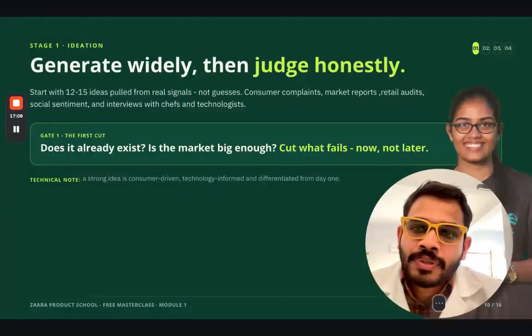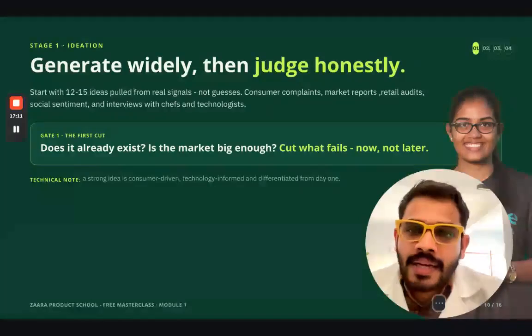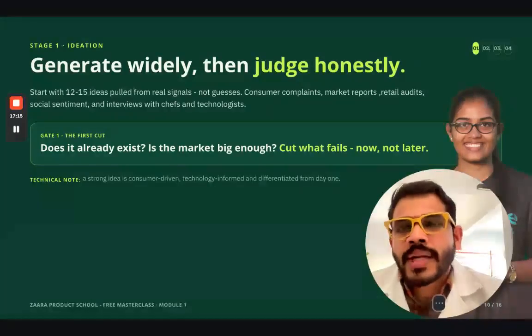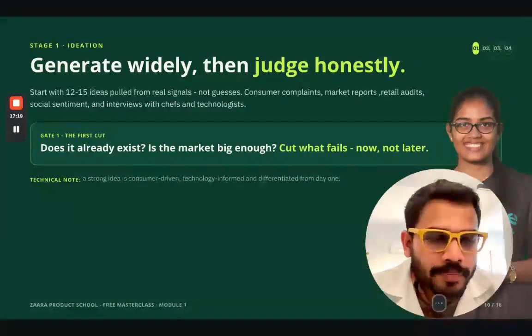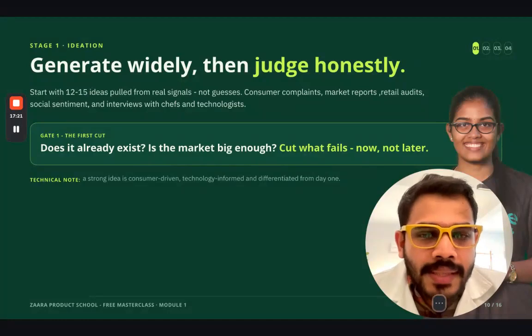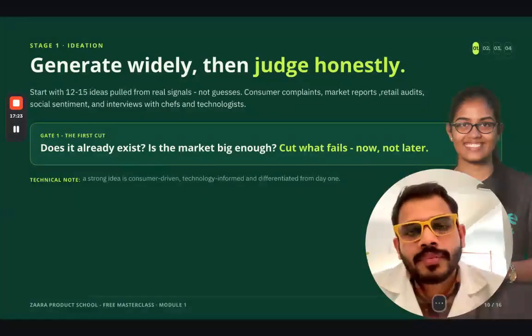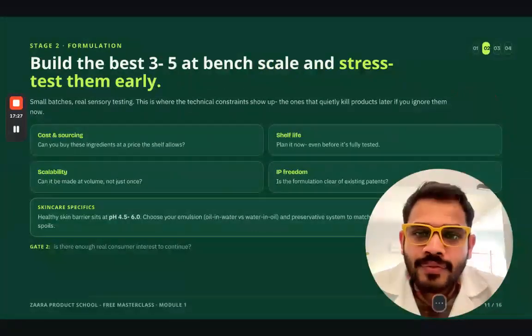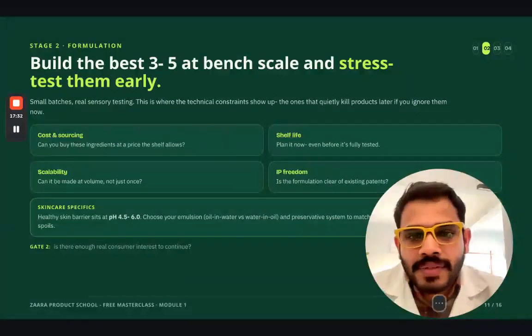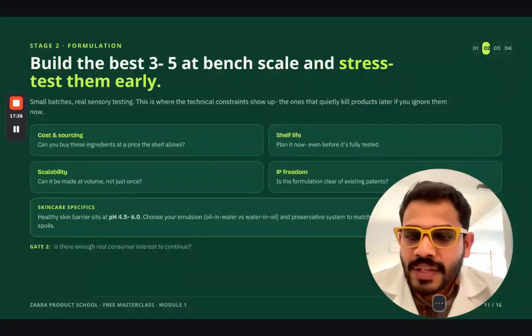So if you start from 12 to 15 ideas, it is pulled from real signals like consumer complaints and market reports. So for analyzing, you need to go to the market and think about what the real problem is, analyze the real problem, and come to the solution. And for the formulation, there are 3 to 5 bench-scale trials, and we need to analyze the stress tests themselves, and even the cost of sourcing, the shelf life, the scalability, the IP freedom, the skincare specifications.